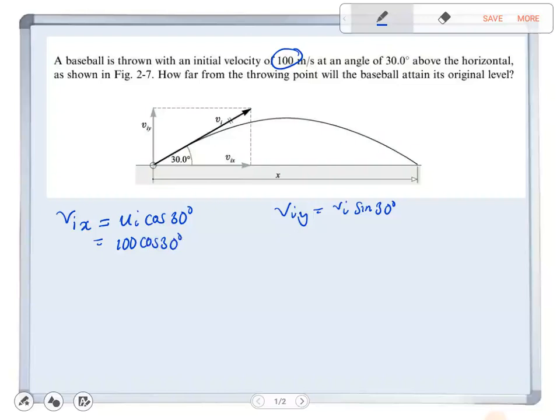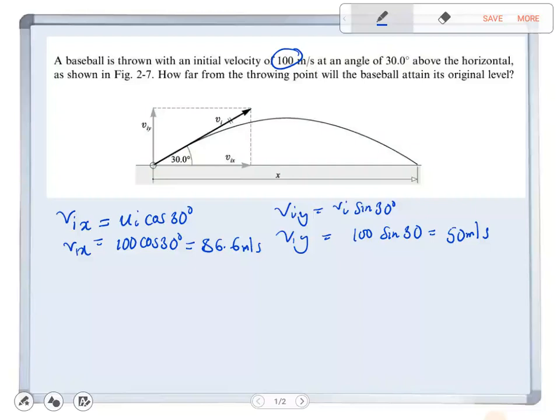And here we put 100 sine 30. So I'm getting 86.6, and of course this is just 0.5 times 100 to get 50. This is meters per second, and that's also meters per second. So in the y it's moving at that speed, and in the x it's moving at that speed.